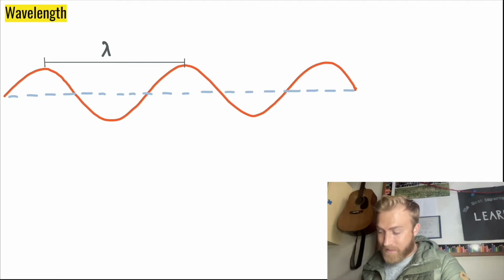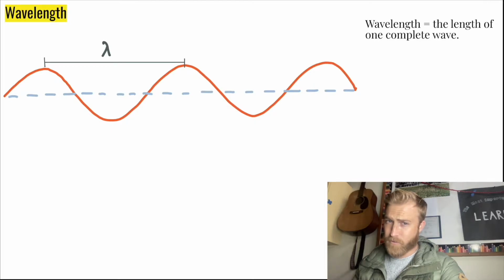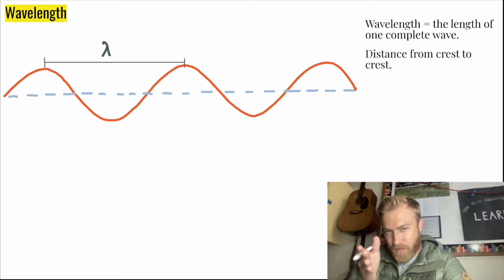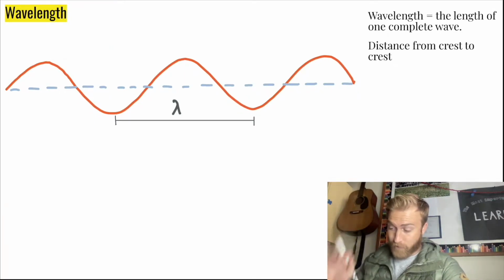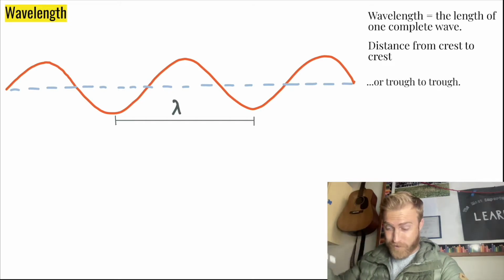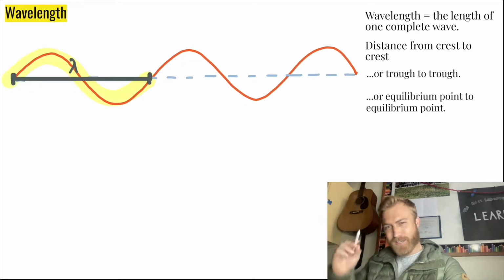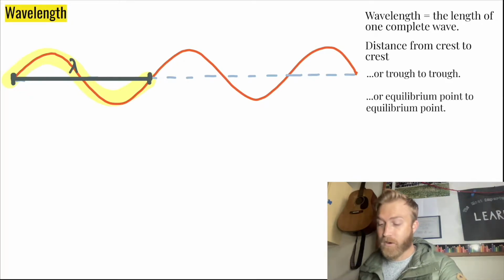Wavelength. Now wavelength, it's just the length of one complete wave. Wavelength, length of a wave, no doy. Well, you can measure it by finding the distance from crest to crest, or from trough to trough, or from equilibrium point to equilibrium point. That's how you measure the wavelength of a wave.